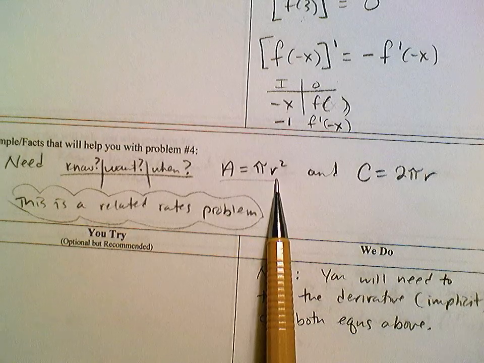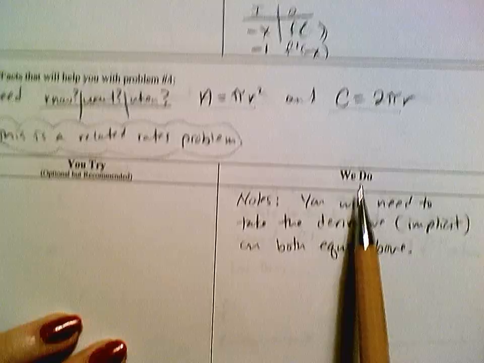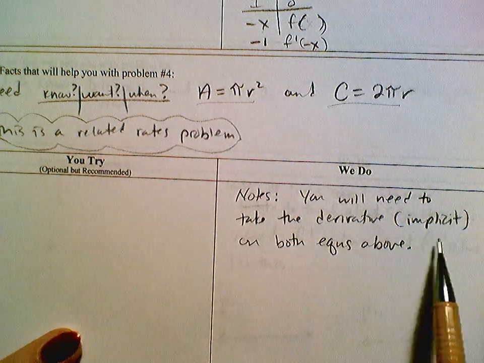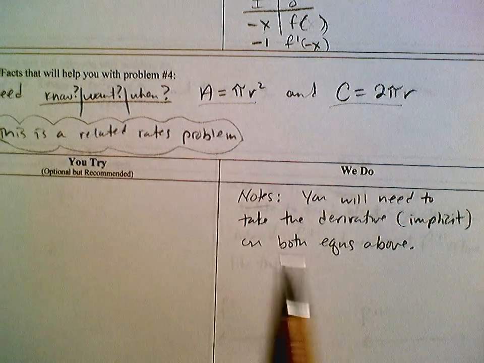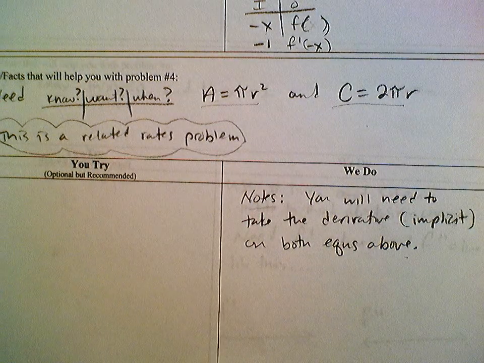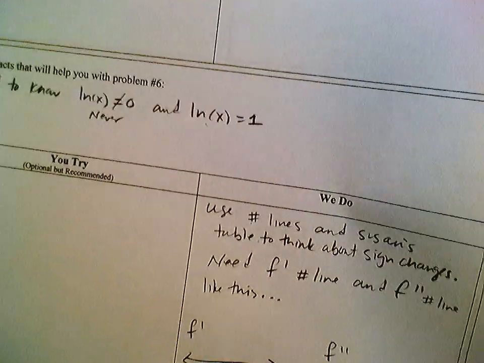You also need to know the area of a circle is this formula and the circumference is this formula. And then here's just some notes, a little something to help you. You will need to take the derivative, implicit differentiation by the way, on both of these equations above. And that's all I'm going to say. And that should help you. Okay, I will try to go faster.